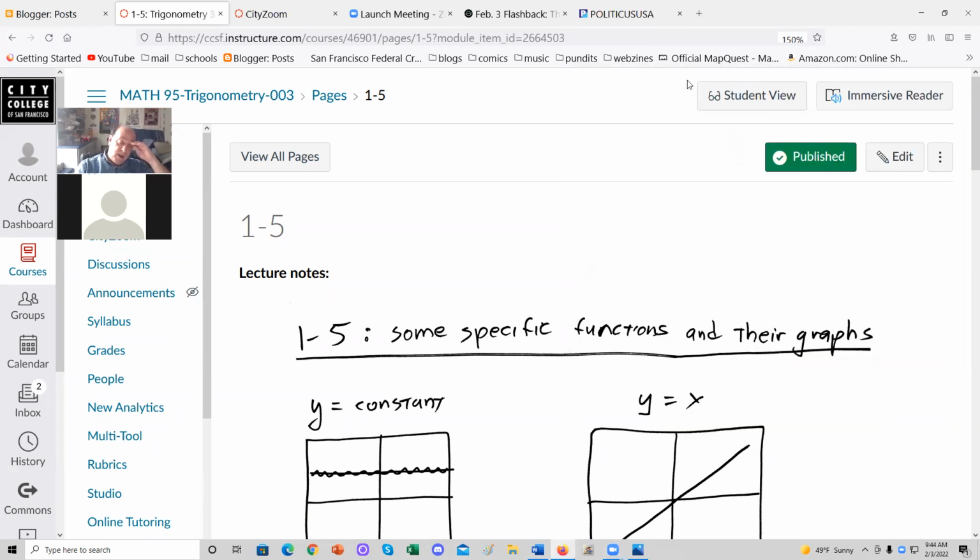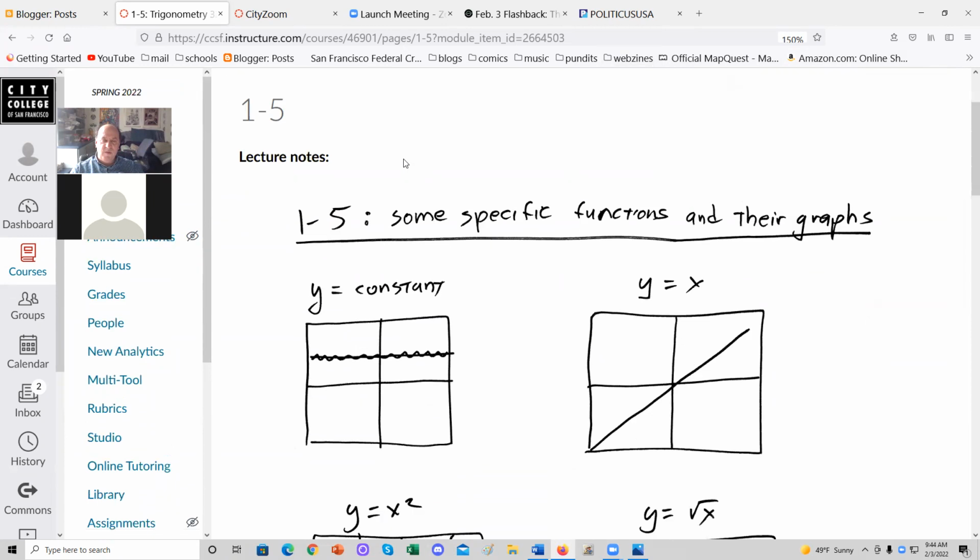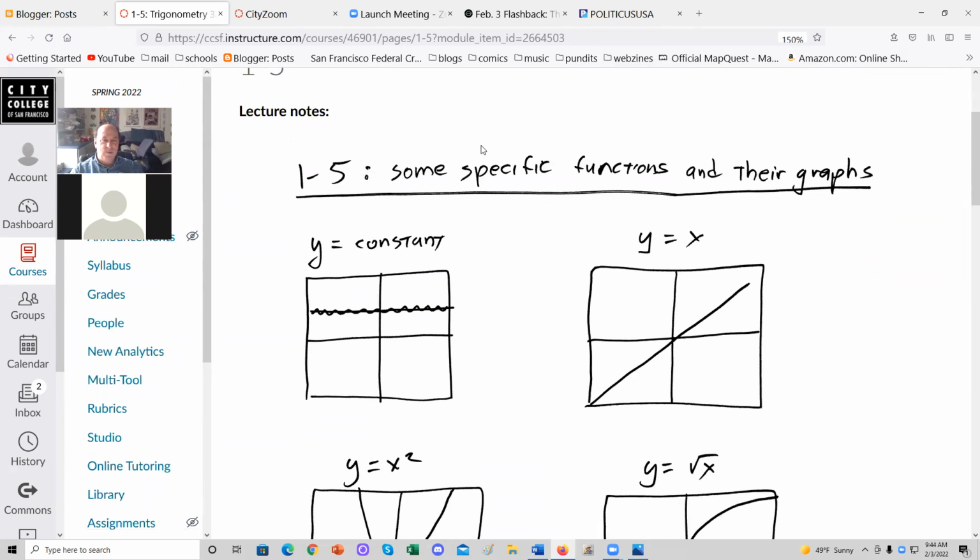Okay. Today, we were covering 1.5, but it's really an extra credit section with no assigned problems, except extra credit. And so I'll move on afterwards to 1.6. Here we just have some graphs of specific functions, and this will just take a few minutes to review.